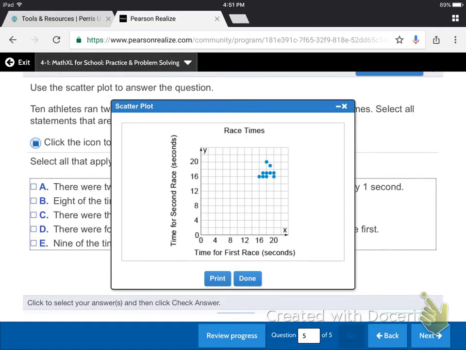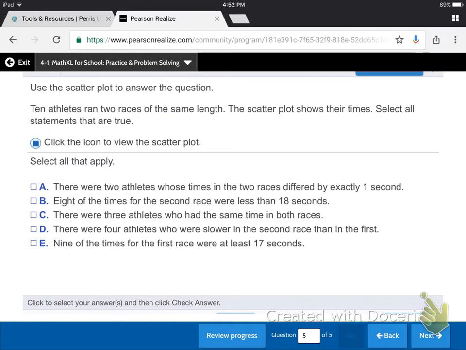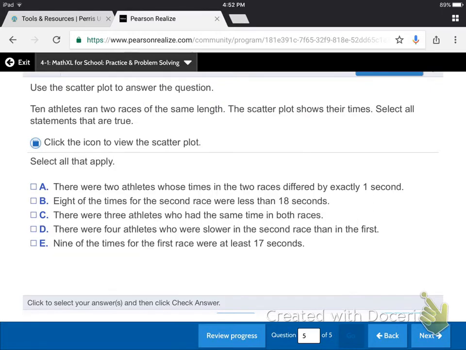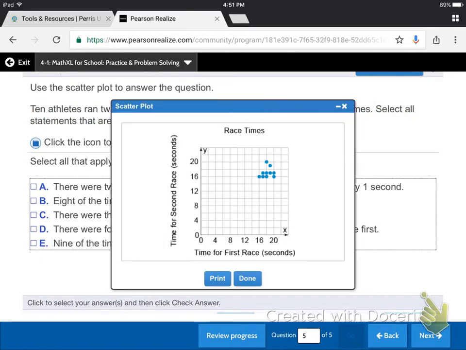Okay, on to number 5. This one says, use the scatter plot to answer the question, and that would be this scatter plot right here. It says 10 athletes ran 2 races of the same length. The scatter plot shows their times. Select all statements that are true. Okay, let's go back to the scatter plot.